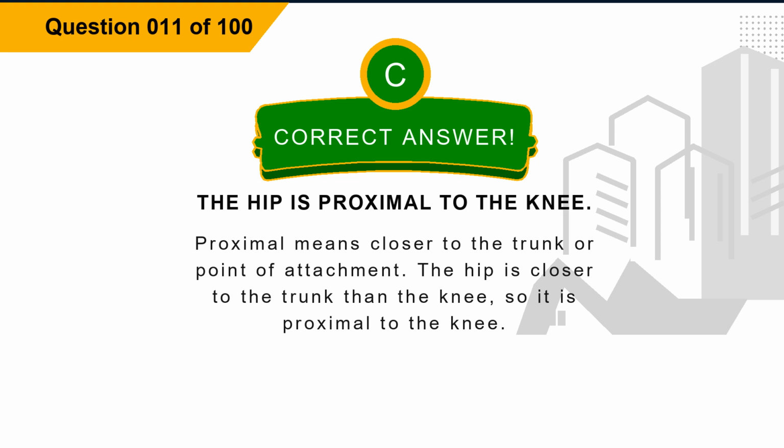The hip is proximal to the knee. Explanation. Proximal means closer to the trunk or point of attachment. The hip is closer to the trunk than the knee, so it is proximal to the knee.